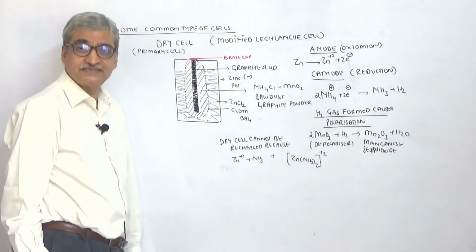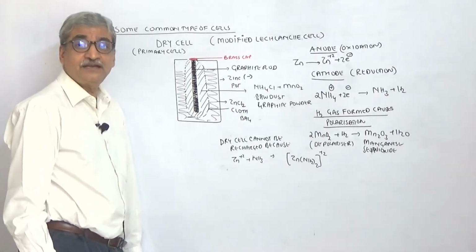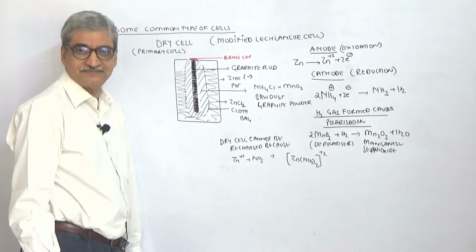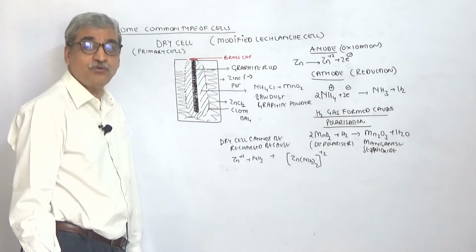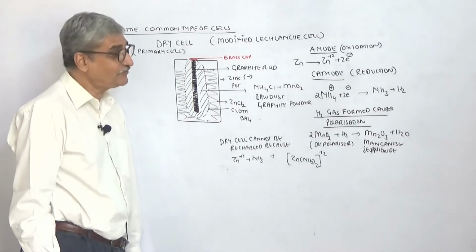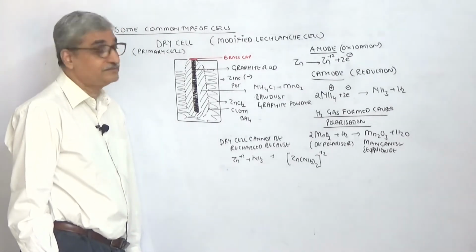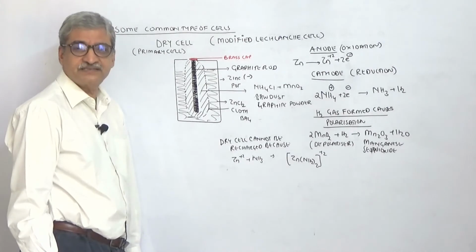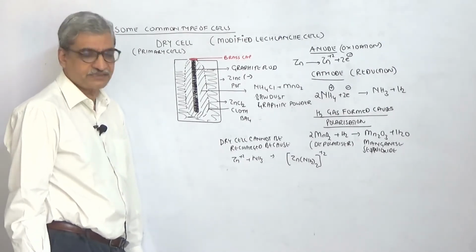So what is happening? Zinc is not free again to get reduced back to zinc metal. The zinc gets coordinately complexed with the ammonia formed. So therefore, this dry cell cannot be recharged again.